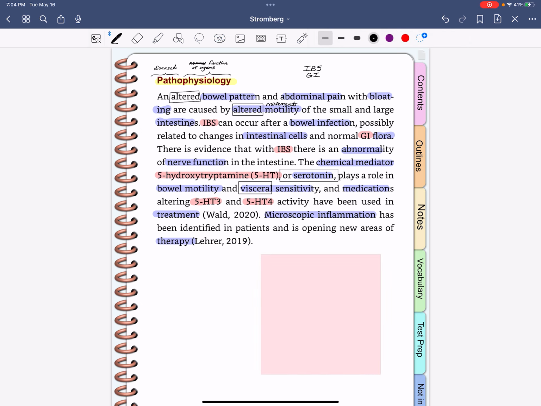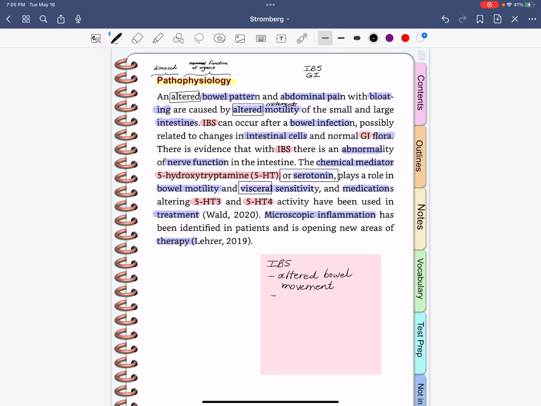Okay, so we know that we're talking about some sort of abnormal organ function, and we know that we're talking about the bowels. We know that we're talking about IBS. So I'm going to just do that. I'm going to write IBS here. That is a disorder of the bowels. We can agree on that one. Okay, we're talking about altered or changed bowel movement. Now, we can use the word motility, but that's a word that's hard for me to remember. I'm just going to put it in plain terms.